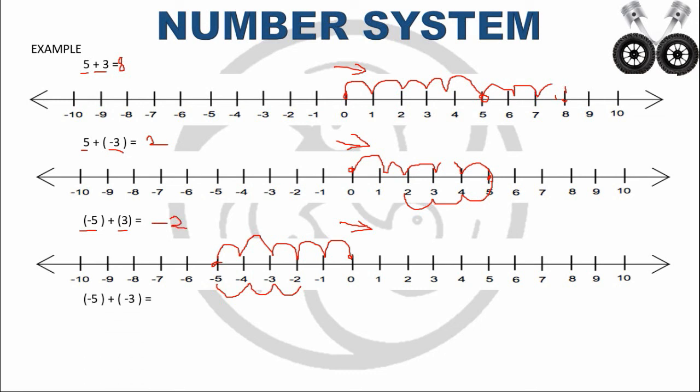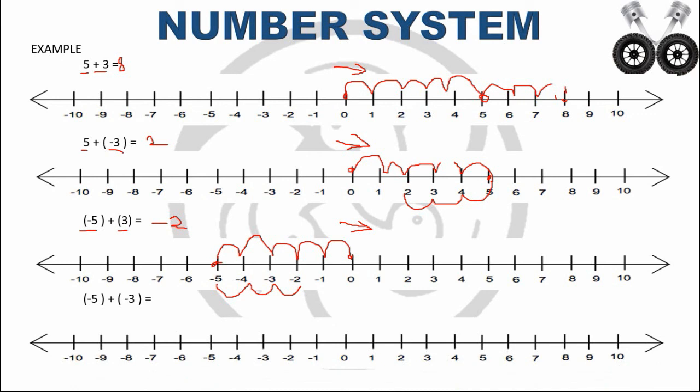What is the next problem? Minus 5 plus minus 3. Both integers are negative integers. What is the first rule? We have to start at 0. So here we are starting at 0. What is the first integer? Minus 5. That means we have to move in the negative direction 5 steps. So 1, 2, 3, 4, 5. So we will reach the integer minus 5.